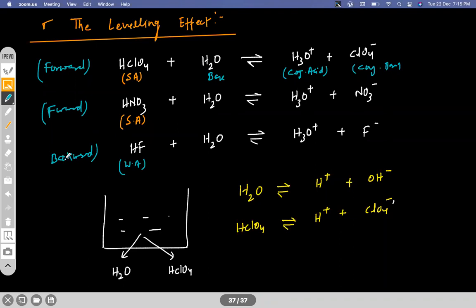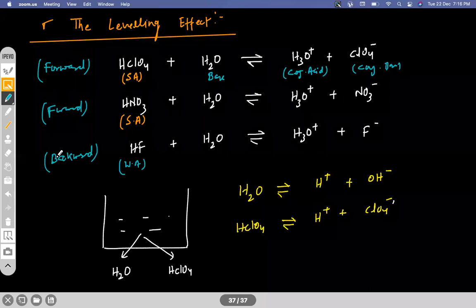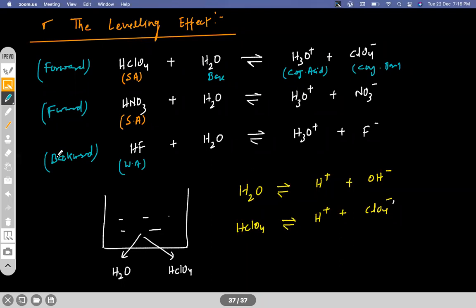So this is one piece of information you can get from that series, by comparing the strength of the acid on the reactant side and the conjugate acid on the product side. That is one thing. Now, the other thing is, you see what happens here. Once you dissolve HClO4 in water, what new acid are you getting? Could you answer?